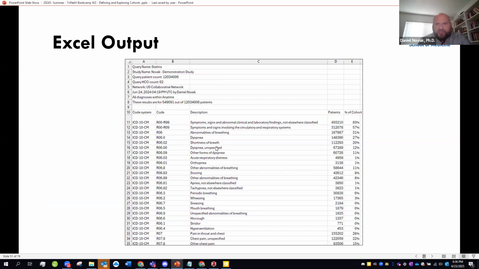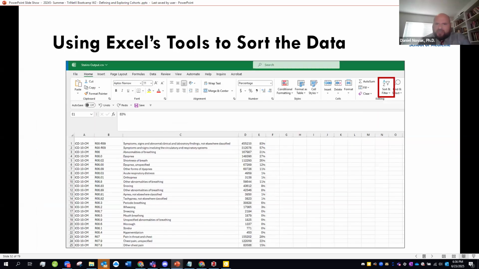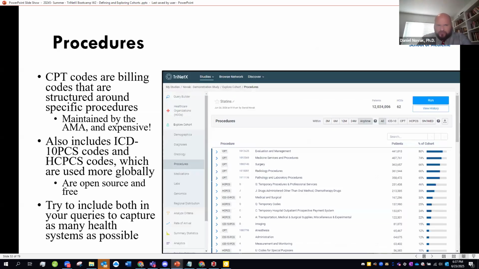So this can be very valuable if you are trying to figure out and look for potential confounders that you might not necessarily immediately have thought of. And you can use Excel, and all the functions of Excel, to filter and sort these very nicely. Finally, in reviewing procedures, CPT codes or billing codes that are structured around those specific procedures.